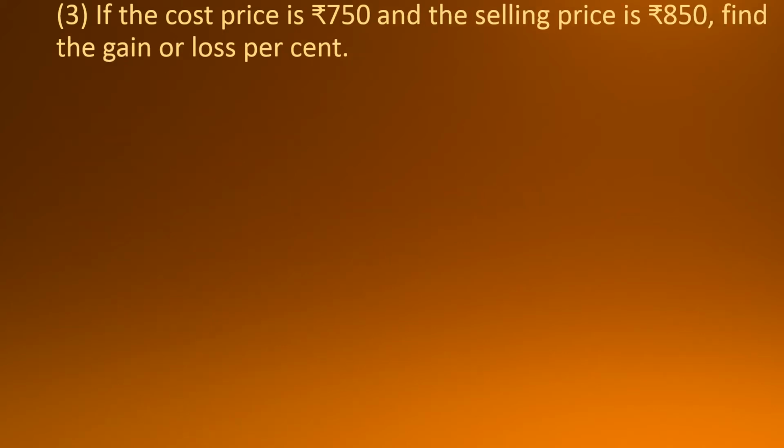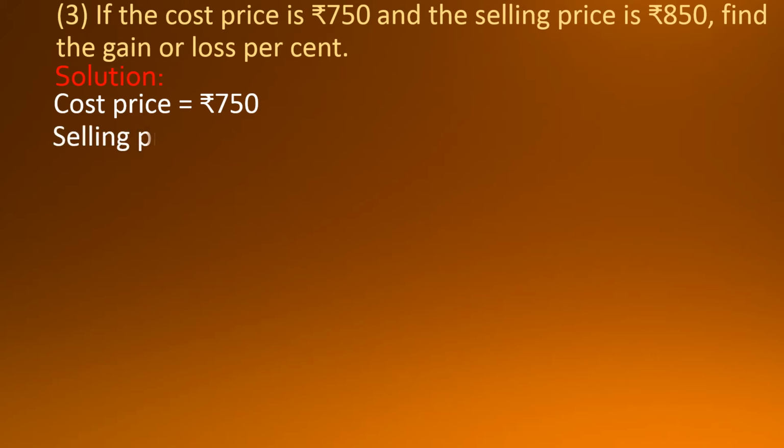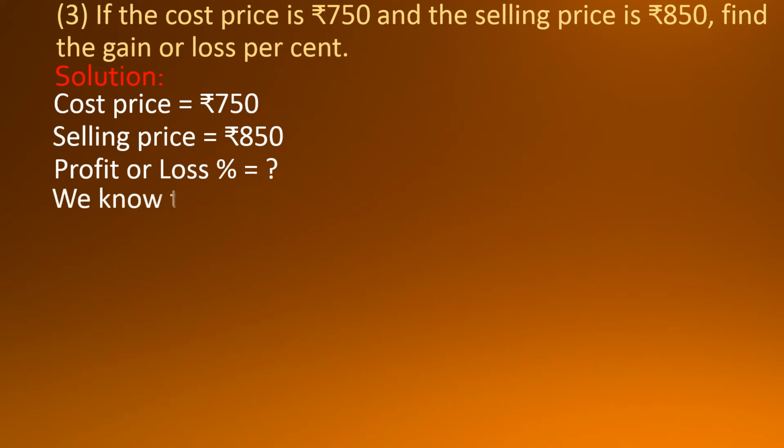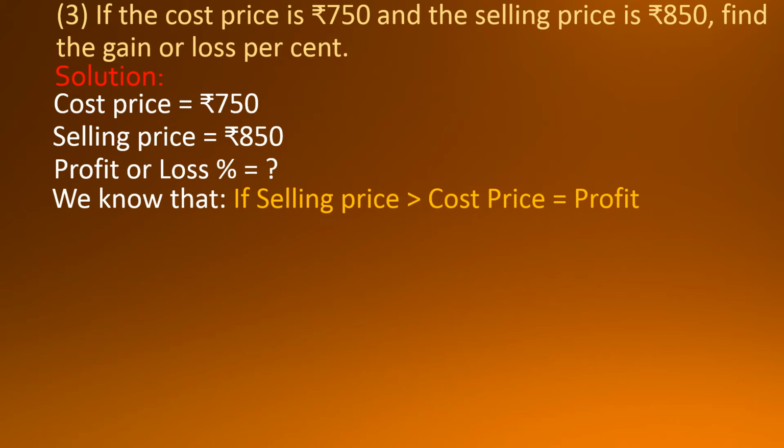The next is question number 3. If the cost price is rupees 750 and the selling price is rupees 850, find the gain or loss percent. See, in this question, cost price is equal to rupees 750 and selling price is equal to rupees 850 and profit or loss percentage we have to find out. Now tell me which one is greater, cost price or selling price? Yes, selling price. And we know that if selling price is greater than cost price, we have a profit. And profit is equal to SP minus CP.